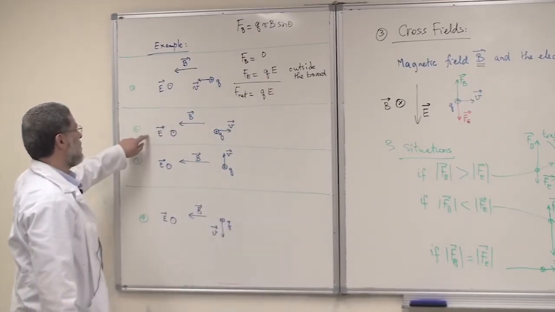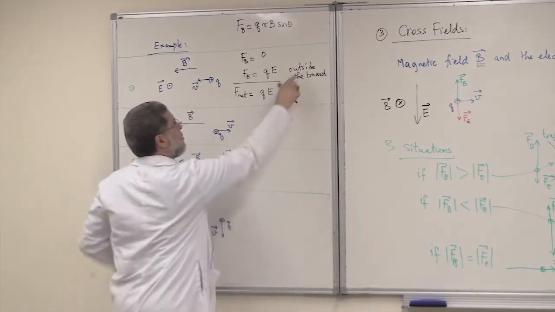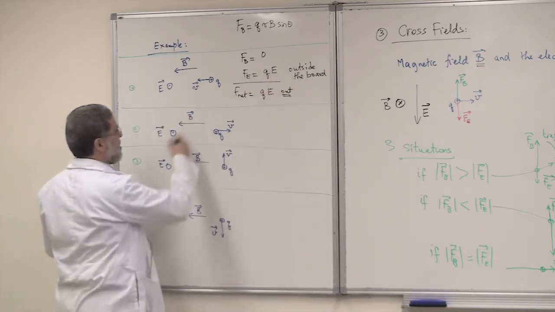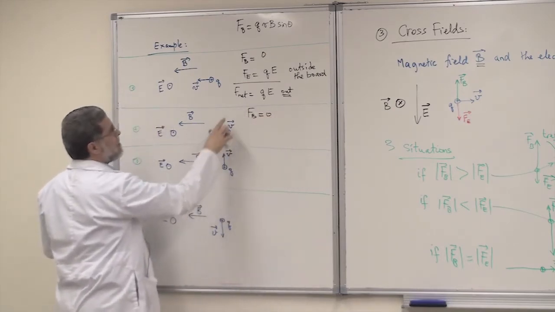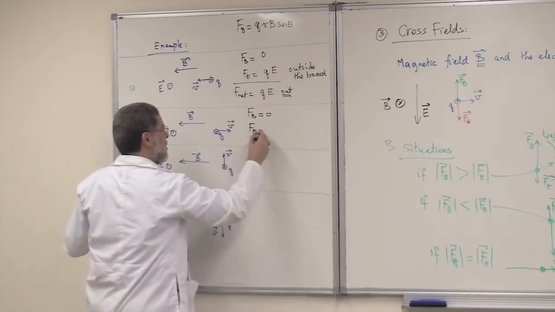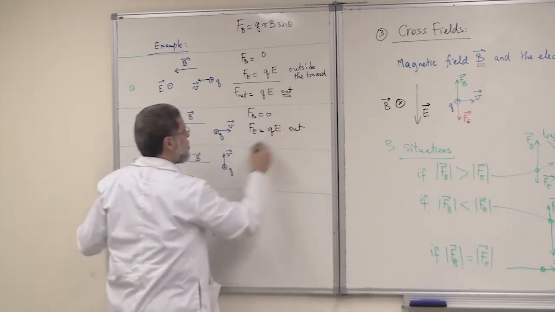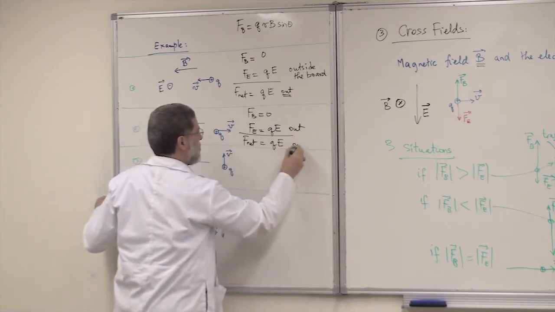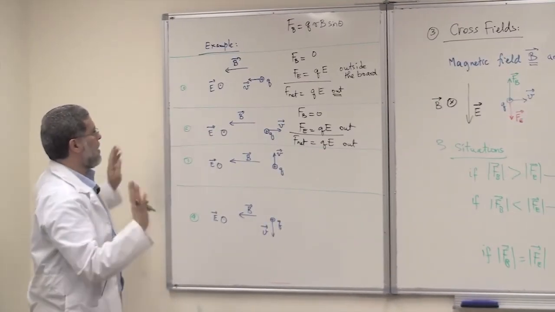Let's look at this situation here. Here, how much is FB in this case? FB here is also 0, but the angle between them is 180, so sine 180 will give me 0. And FE is equal to QE, and still it is out. So here, when you add them, F net will be QE and out. So these two situations, situation 1 and 2, are the same.